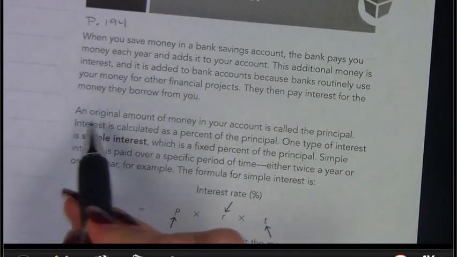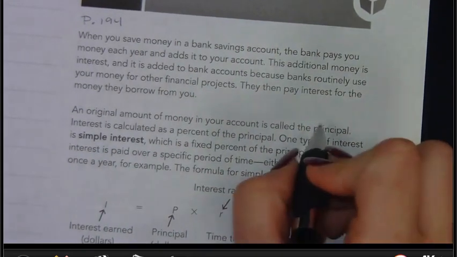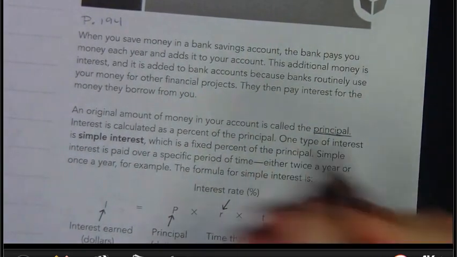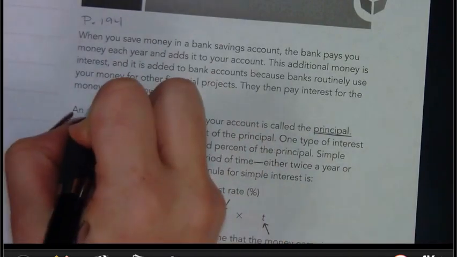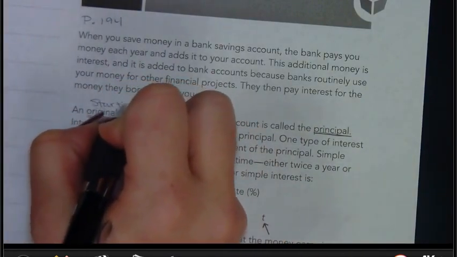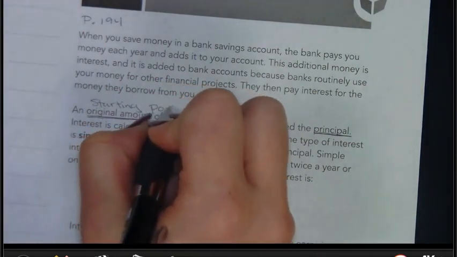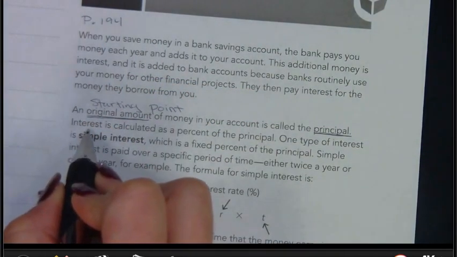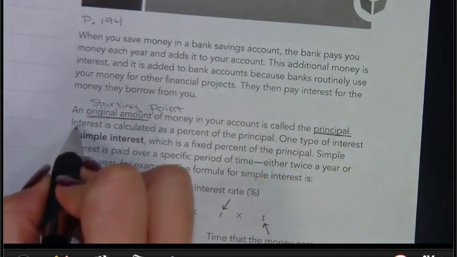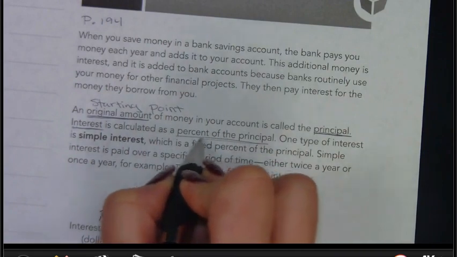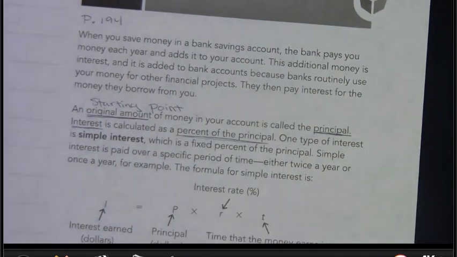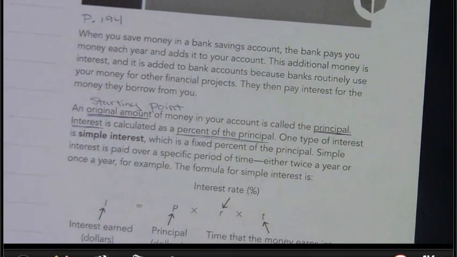All right. So, an original amount of money in your account is known as principal. So, principal is the original amount of money, it's your starting point. And interest is calculated on a percent of the principal. So say that we put in $20, you guys can earn an interest of, let's say, 3% over the course of 1 year.